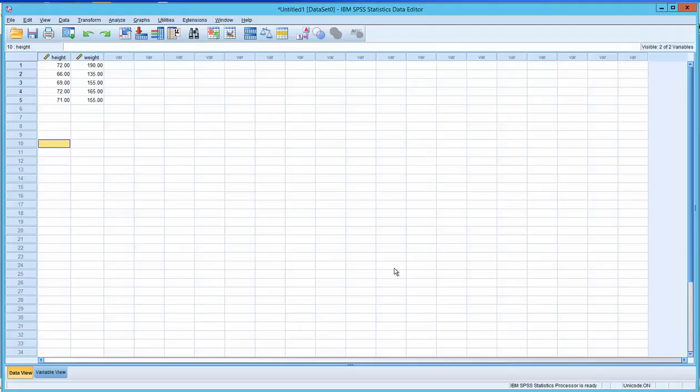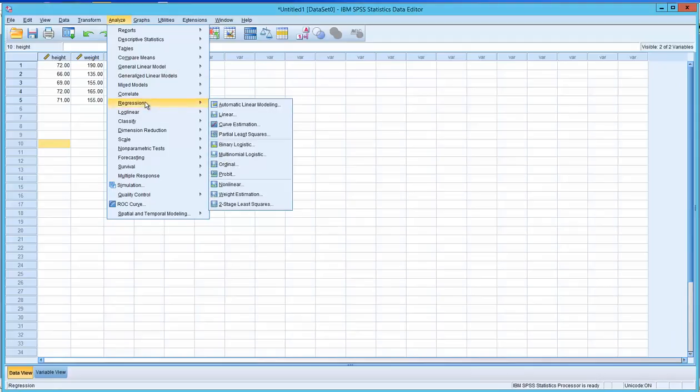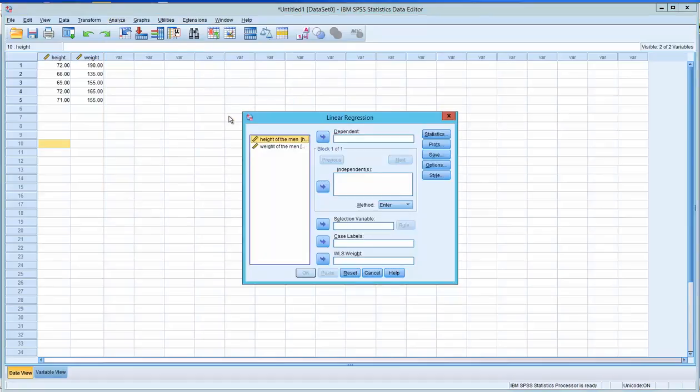Okay, so for us to do the analysis, we go to Analyze, and we are going to go to Regression. And here we need to know what kind of regression we're doing, and we are going to do linear regression. And these are the variables that we are going to use for that analysis. So for that analysis, we need to know what is going to be the independent variable and what is going to be the dependent variable.